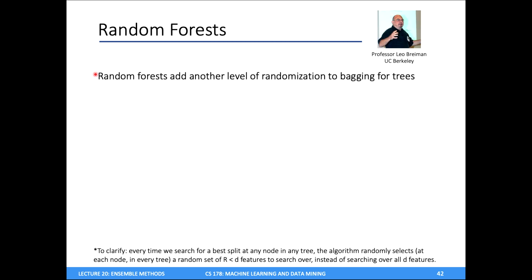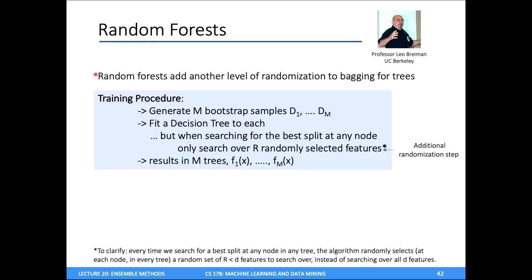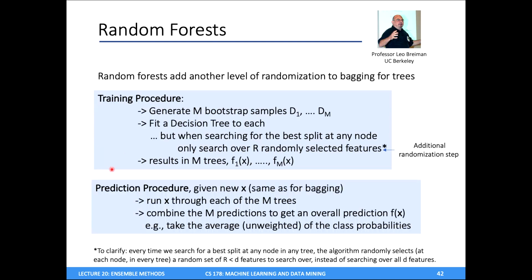So random forests are essentially doing this. In a little bit more detail, I create my M bootstrap samples as I had done before, so my random data sets. And I fit a decision tree to each of these M bootstrap samples. But when I'm searching for the split at every node in the decision tree that I'm fitting, I only search over a small subset of the original features that were available. So there's this additional randomization step for random forests that goes on top of the bootstrapping method. And at the end of the day, we get M trees, just as we had before, and we can combine them in the same prediction procedure that we've seen several times at this point.